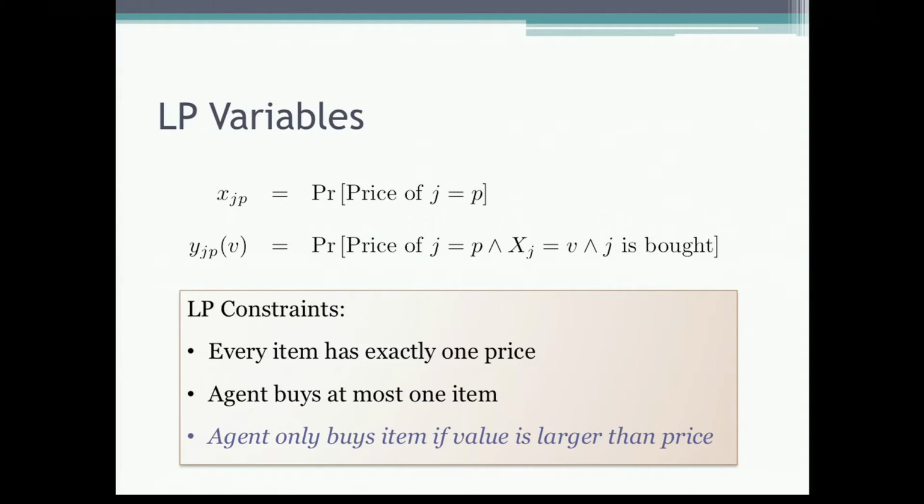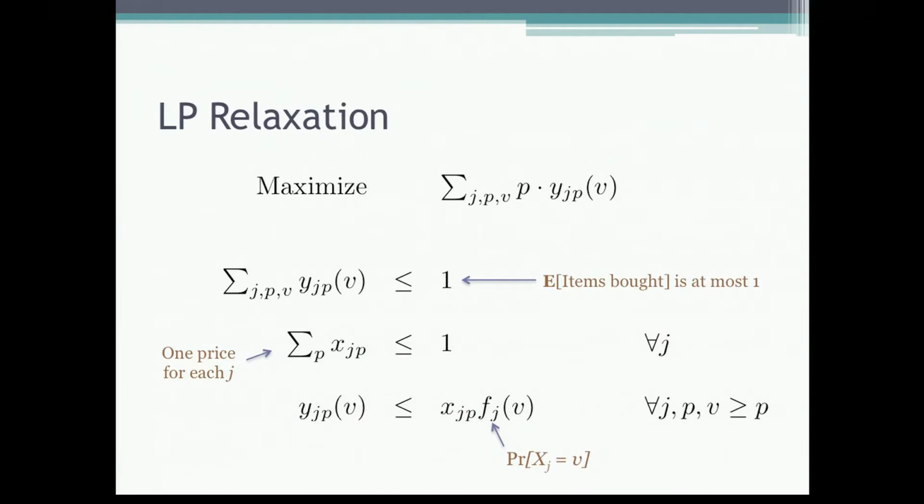It's a very weak constraint. I mean, actually the agent buys the item that gives it the maximum utility. But we can't write that strong constraint as a linear constraint, so we'll write a very weak constraint. Okay, so what is the LP? It's very simple.